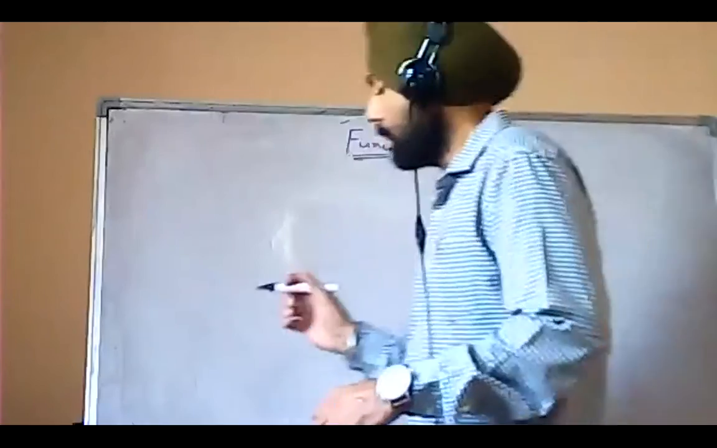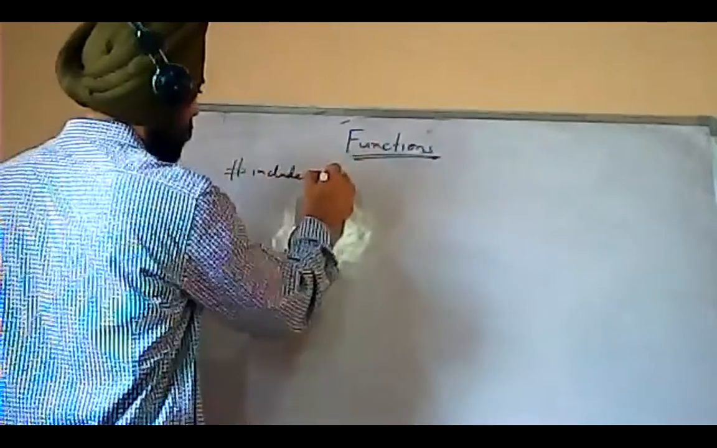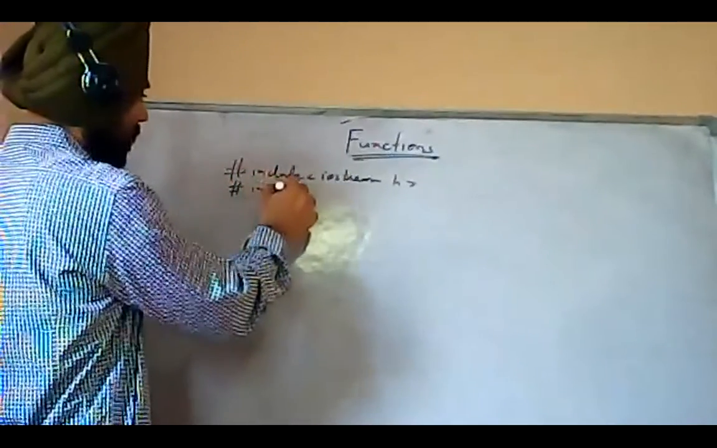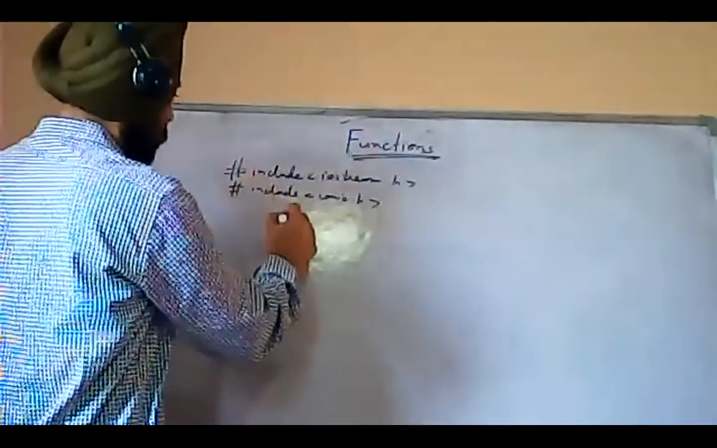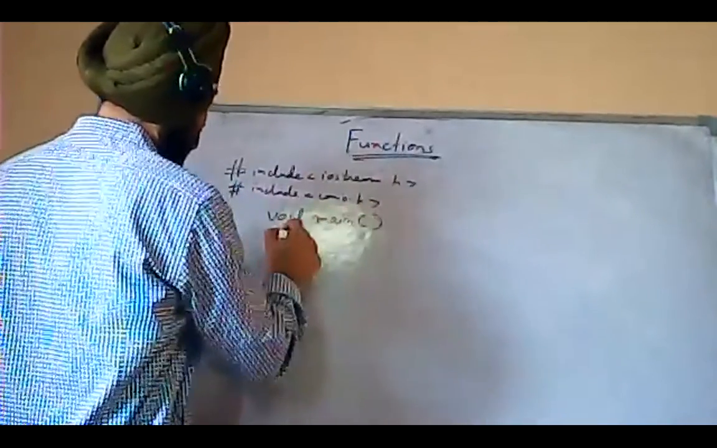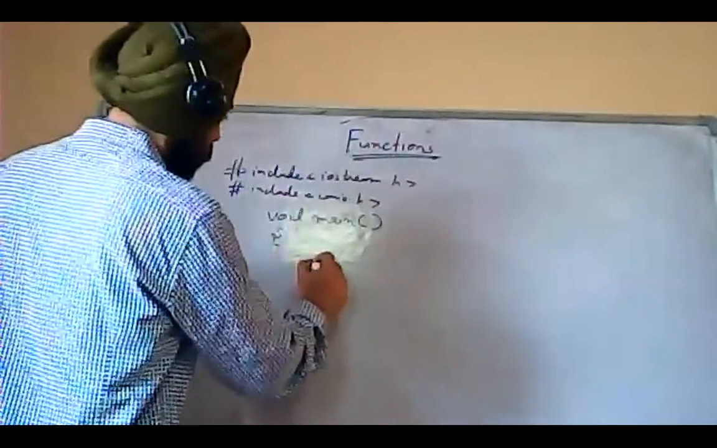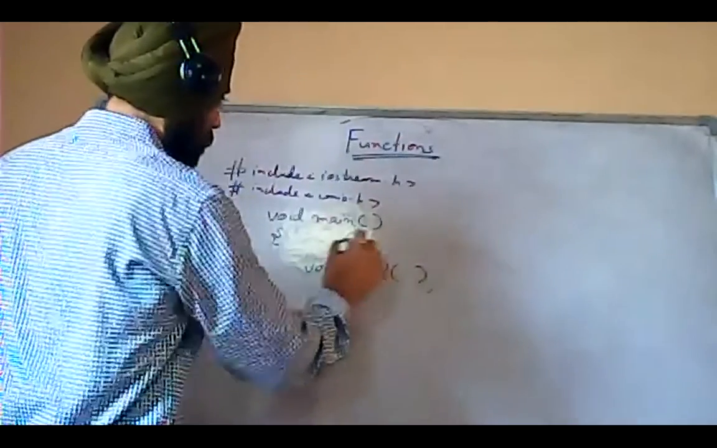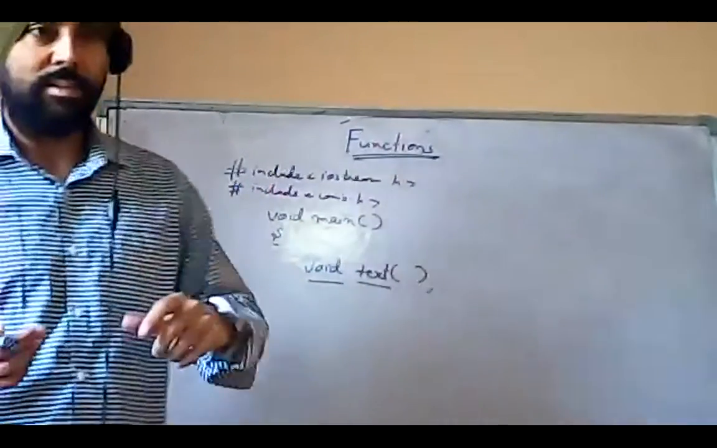We will start the program with hash include iostream.h, the preprocessor include, and a second header file, conio.h. After that, the main function. After the main function, we have to create our own function. Suppose I'm going to declare one function. The name of the function is text and void is the type of the function.